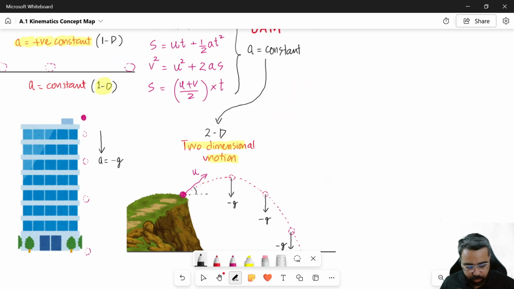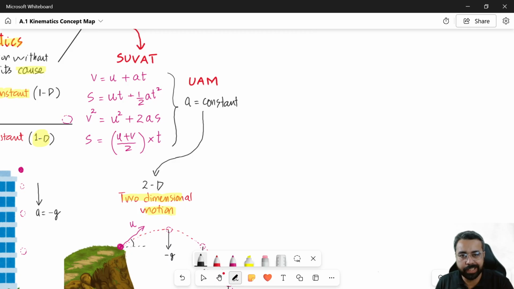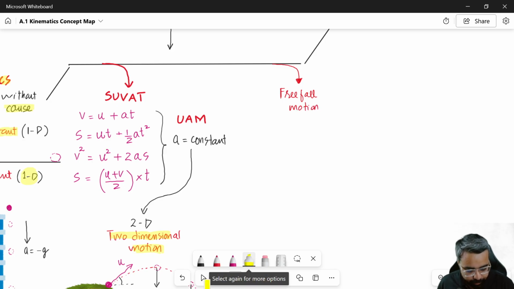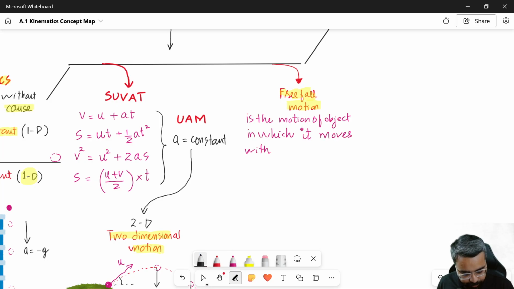Okay, students, now let's proceed towards the free fall motion special cases that will immensely help you to prepare for your test. First of all, I will quickly tell you what free fall motion is. Free fall motion is the motion of an object in which it moves with a constant acceleration due to gravity.